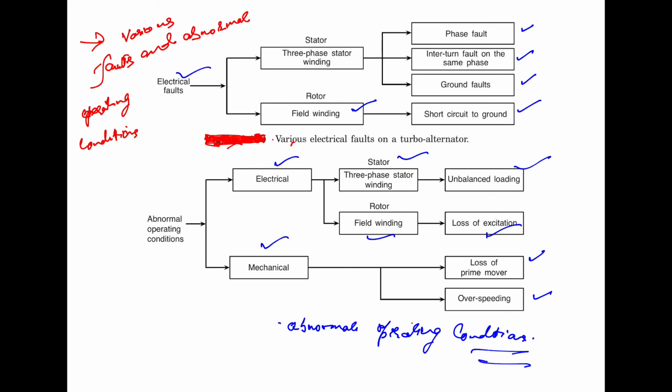So under the various faults and abnormal operating conditions, we have discussed the electrical faults on the stator three-phase winding and rotor field winding. Under the stator, we have the phase fault, interturn fault on the same phase, and ground faults. Under the rotor, we have the short circuit to ground. Under the electrical abnormal operating conditions, we have unbalanced loading on the stator and loss of excitation on the field winding. Under the mechanical, we have loss of prime mover and overspeeding.